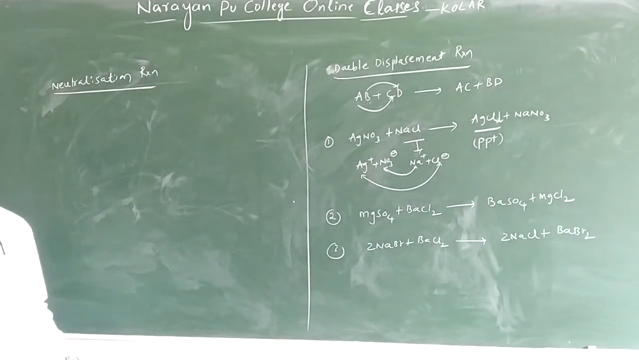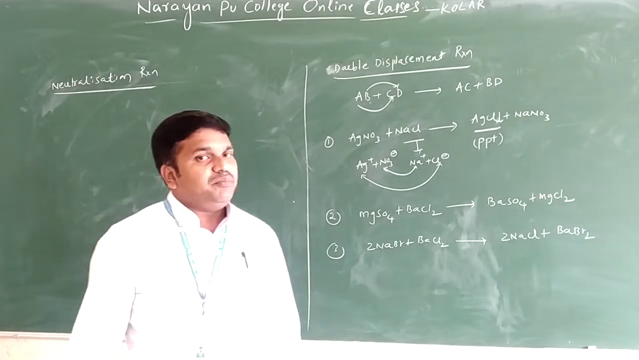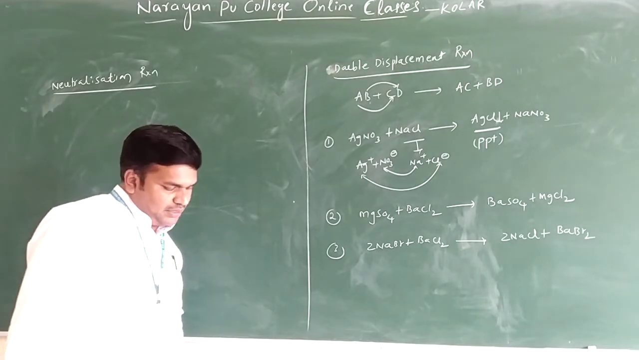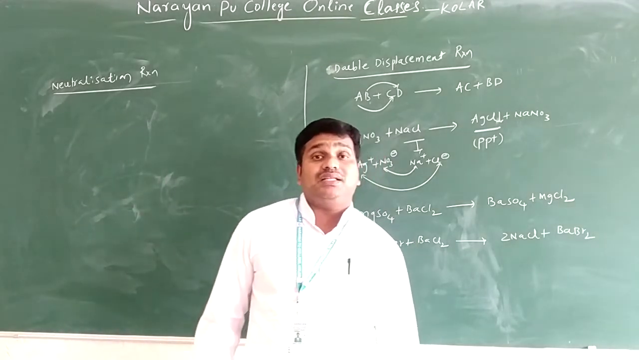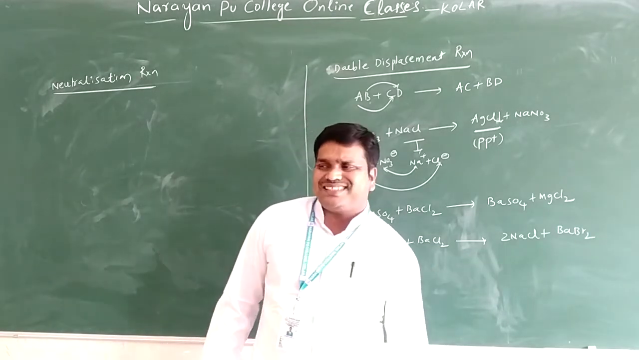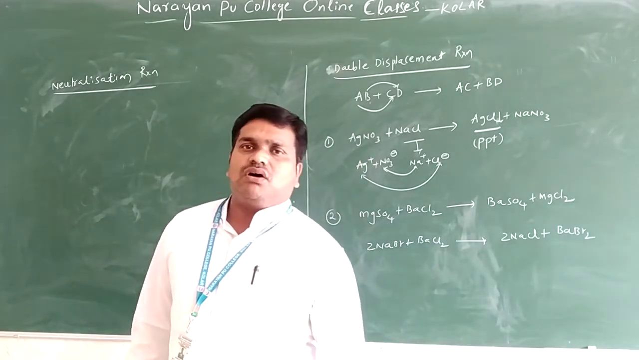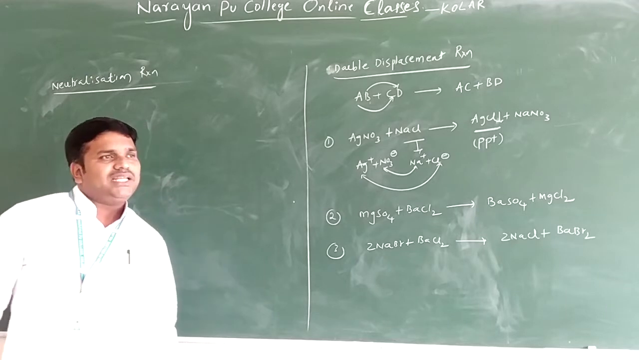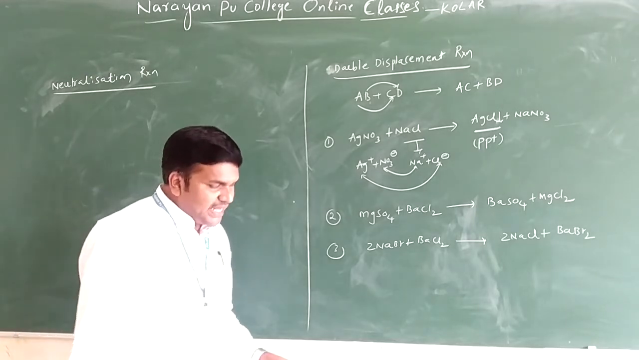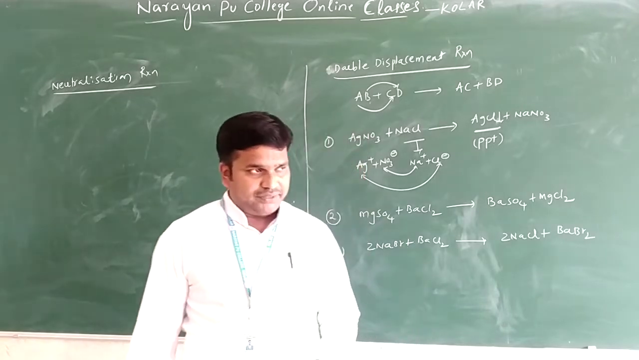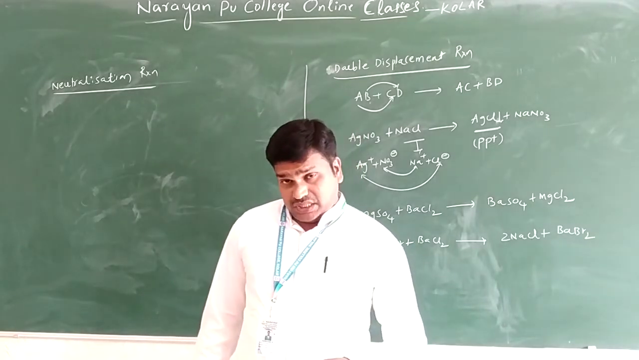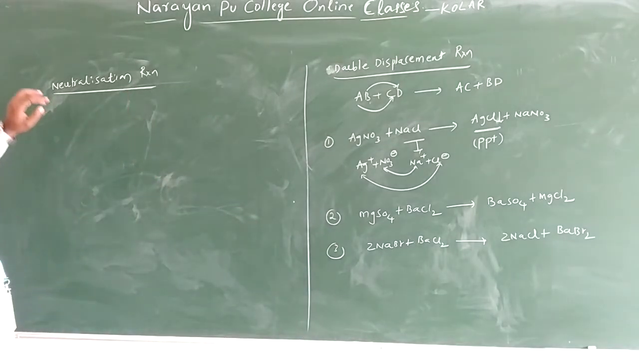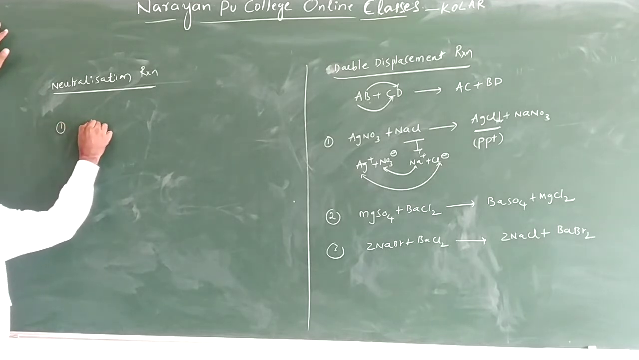The next chemical reaction we have is the neutralization reaction. A neutralization reaction is when an acid and a base combine to form salt and water. In the previous episode we already discussed how salts are formed. But here we are talking about the neutralization reaction. When acid and base undergo a chemical reaction to form salt and water, we call that a neutralization reaction only.